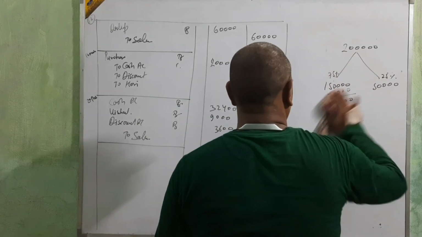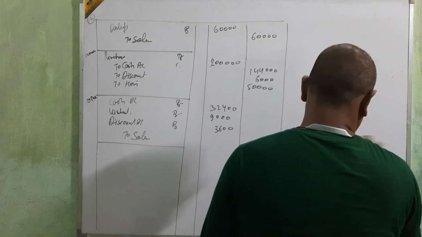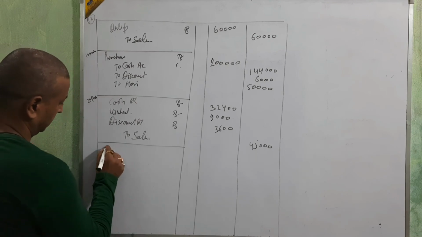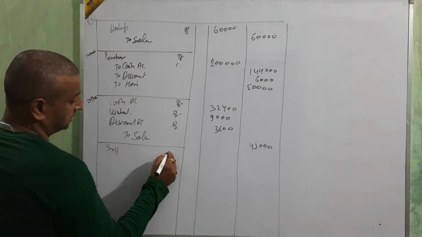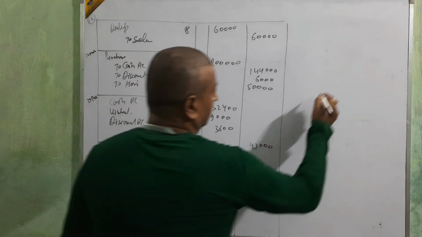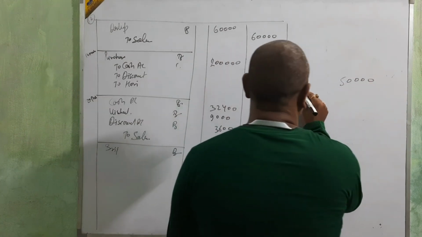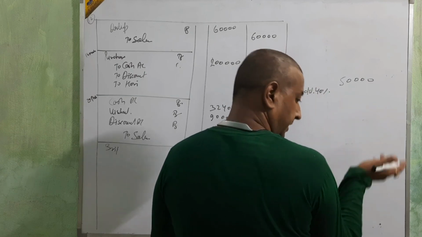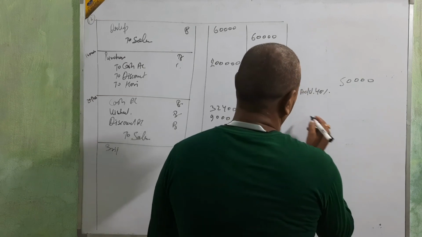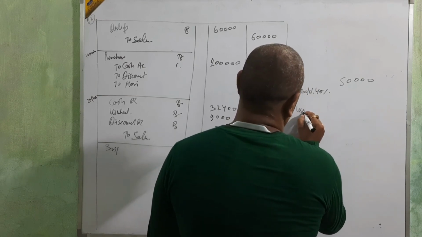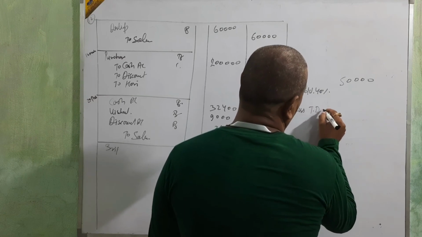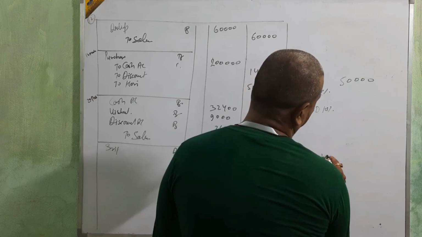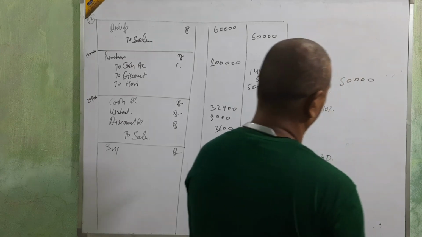Okay, first rub the board. Sold goods to Bridge and Company costing rupees 50,000 at 40% profit. Allowing 10% trade discount and 5% cash discount. Bridge and Company paid the full amount by check.